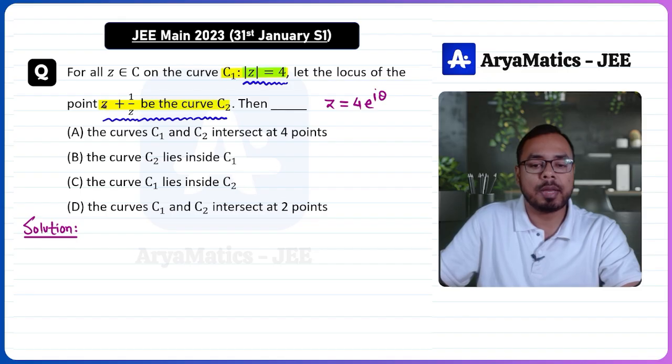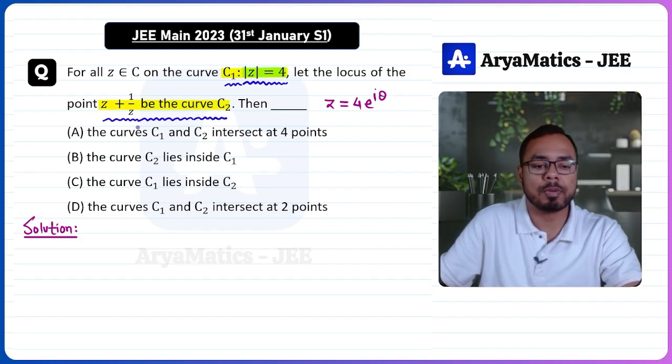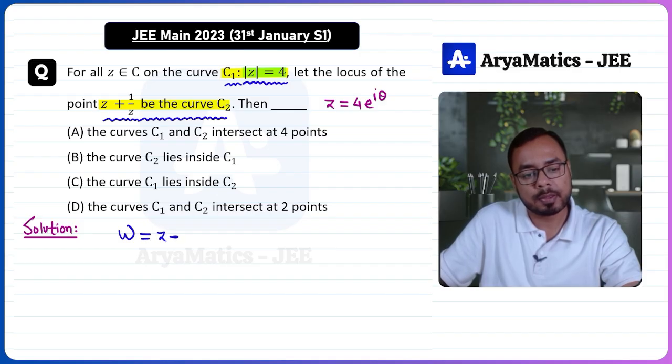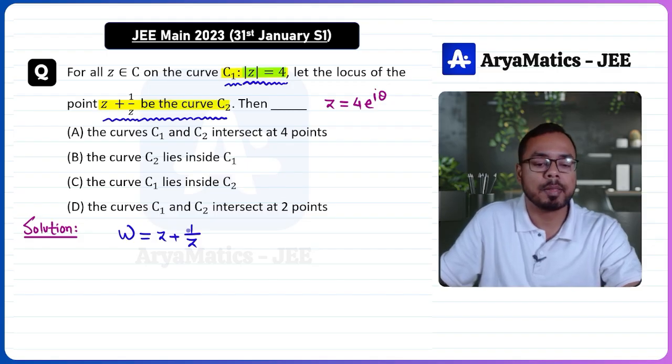Now, the first locus is obviously straightforward. It is a circle. We need to identify the second locus, and then we need to plot the graph of those two and identify the number of points of intersection. So let us say omega is the complex number which is representing z plus 1 by z, right?